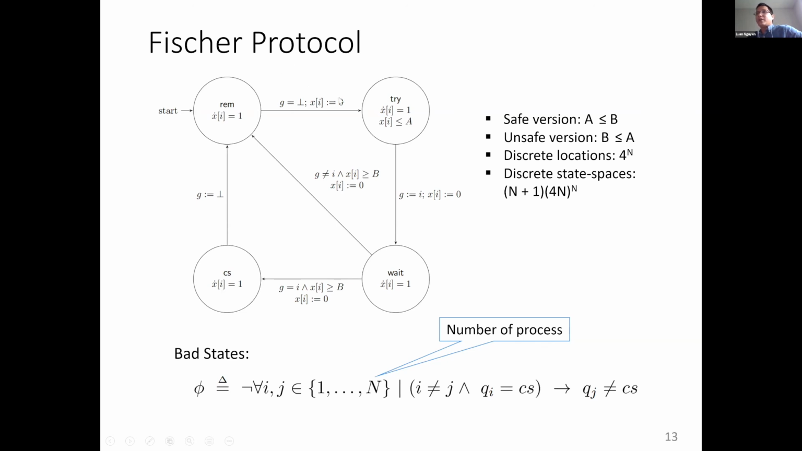The Fisher protocol can be illustrated using a timed automaton with four different locations. And we have two versions here: the safe version, where the constraint over the time variables is A less than or equal to B, and the unsafe version, where B is less than or equal to A. We examine both the safe and unsafe versions to verify the correctness of our implementation.